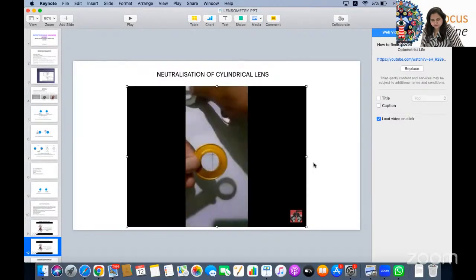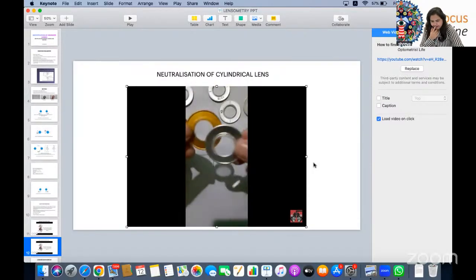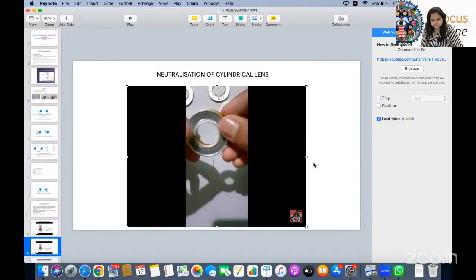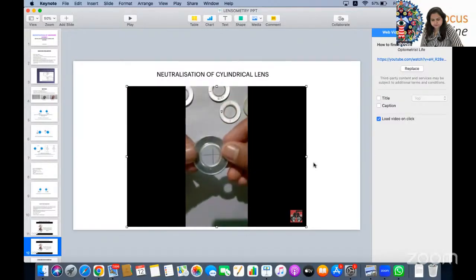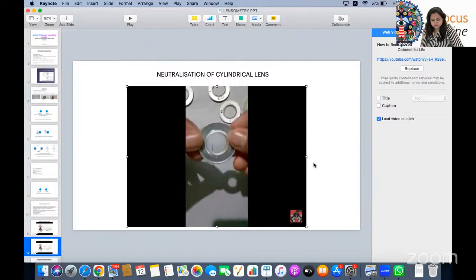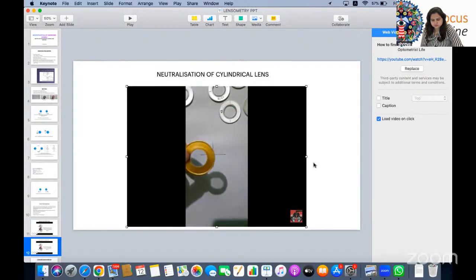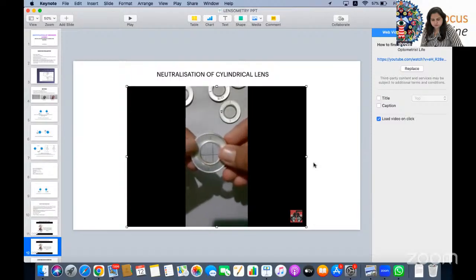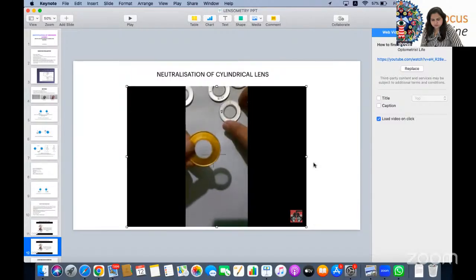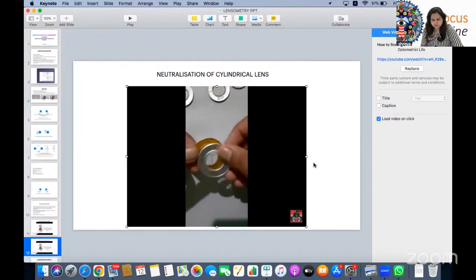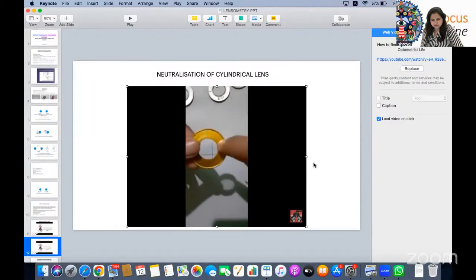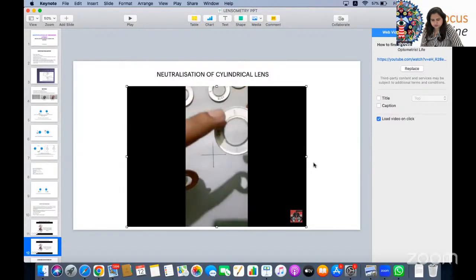So this is not neutralized. I'm taking +3.50, placing it over the meridian and moving it to vertical, and I see there is some against movement. So it is not neutralized. I'm taking a +2 cylinder lens. See, there is movement. It is not neutralized. I'm taking +3, placing it over the meridian, and see, now there is no movement. That means it is neutralized.